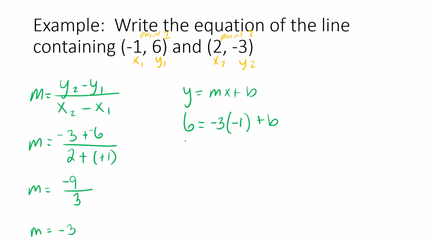We're looking for b, a negative times a negative. And then I said b and I wrote a b, and 6's can already look a little bit like b's. So negative times a negative is a positive. And then we will subtract or add -3 to both sides. 6 minus 3 is 3. And 3 minus 3 right here is 0, leaving me with just the b. So my y-intercept is 3.